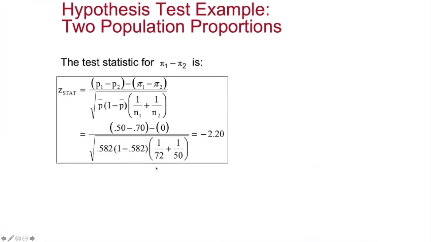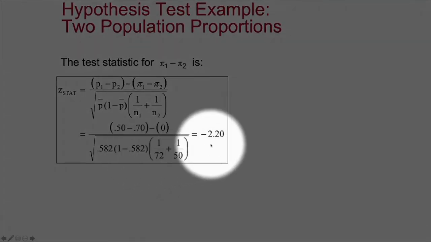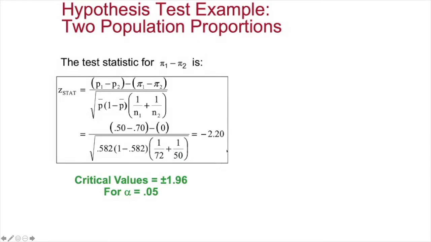We can compute the z-statistic by plugging in the values into the formula I showed you earlier, and we obtain minus 2.20. We have critical values. This time, remember, this is based on a standard normal, so you recognize the critical values. At 95% confidence, this is plus and minus 1.96.